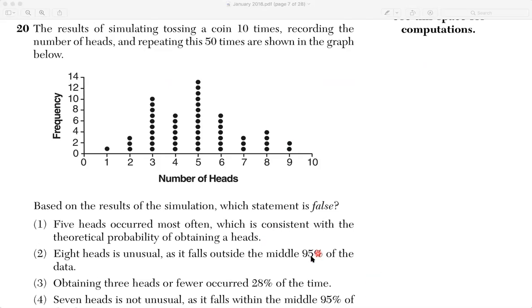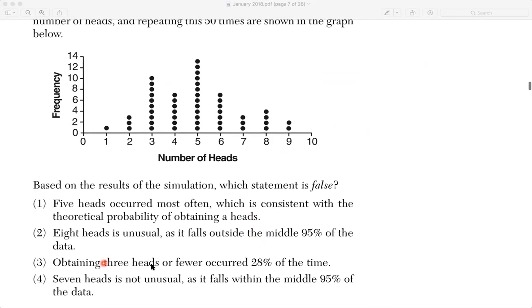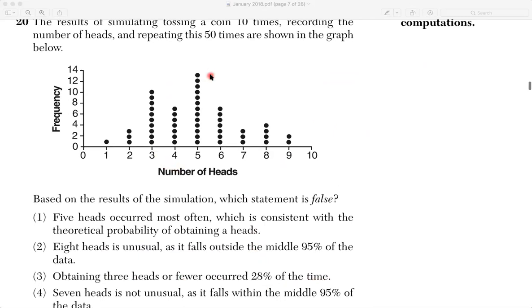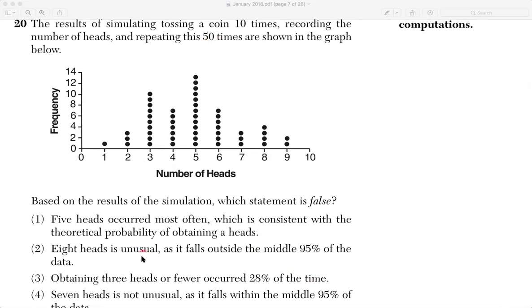8 heads is unusual. Let me see what they're trying to say there. 8 heads is unusual as it falls outside the middle 95%. Obtaining 3 heads or fewer occurred 28% of the time. Let's check that. There's 50 of these dots, 50 times. So attaining 3 heads or fewer: 1, 2, 3, 4, 5, 6, 7, 8, 9, 10, 11, 12, 13, 14. So that's 14 out of 50, which is 28%. So this one's good.